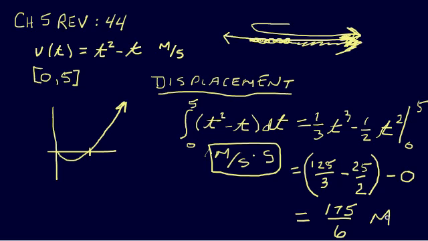What does this tell us? It tells us that the particle ended its motion 175/6 meters to the right of where it began. It did move farther than that because it initially moved to the left and then moved back to the right. But we'll take a look at that in the second part of this question, which is the question of distance traveled.